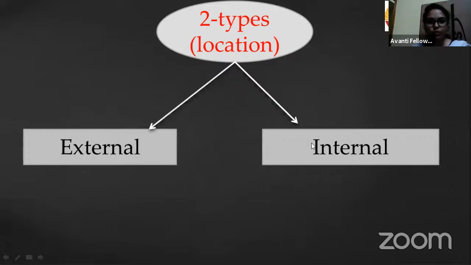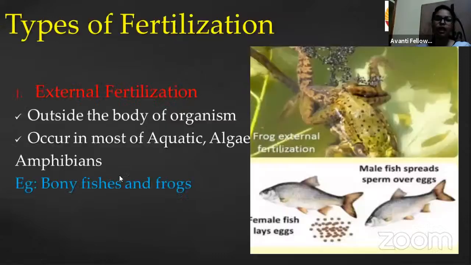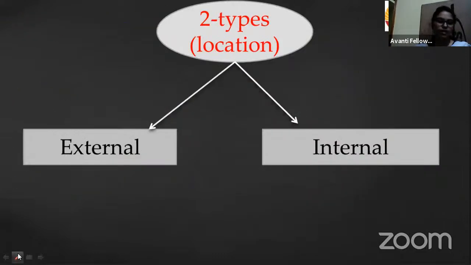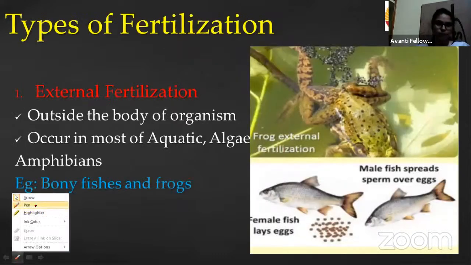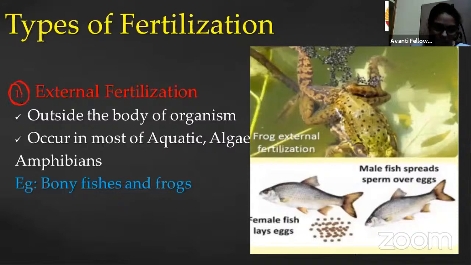Okay, so after this procedure, you have to study the types of fertilization based on the location where the union is happening. Based on where the union of gametes is happening, there are two types. One is external, another one is internal. Okay, so these are the two types of fertilization. Now, let us study the first type, that is external fertilization. Here, what happens? Fertilization takes place outside the body of an organism.